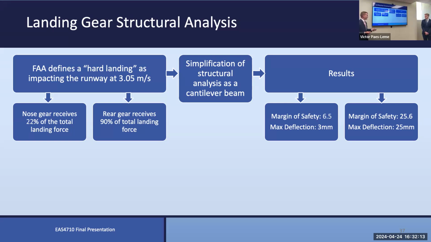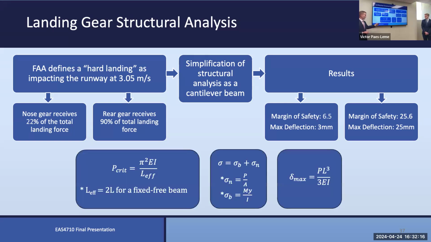And then from this, we were able to gather some results using our stress and buckling equations. We found out that the aircraft actually wouldn't buckle anywhere before the stress would overwhelm the landing gear. So we didn't include any of those results in the calculations. But from the stress experienced, both bending and normal, we were able to gather a margin of safety for the front gear of 6.5 with a maximum deflection of 3 millimeters. And then for the rear gear, we were able to gather a margin of safety of 25.6 with a maximum deflection of the designed 25 millimeters or 1 inch.